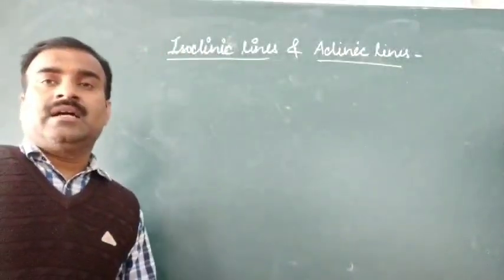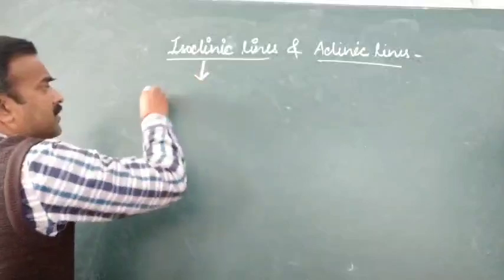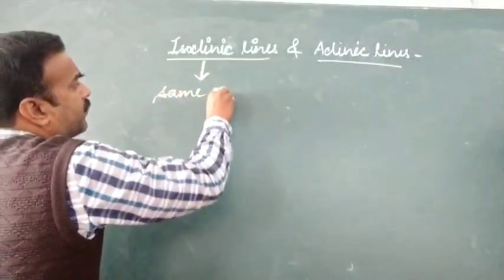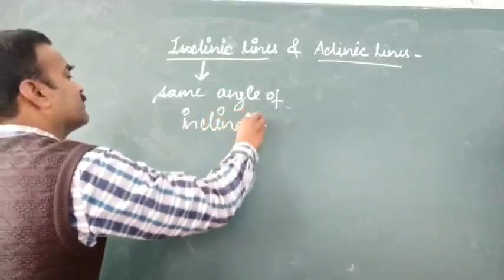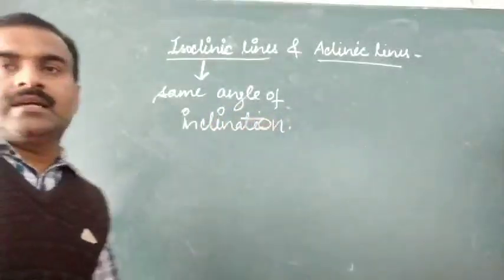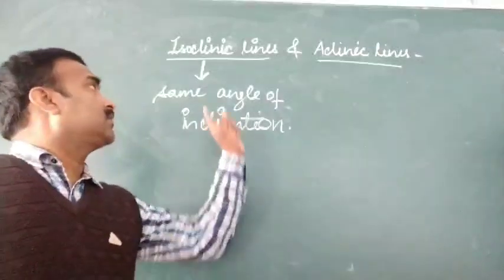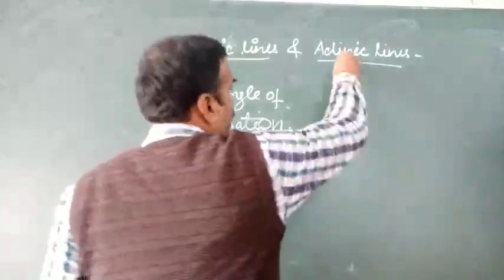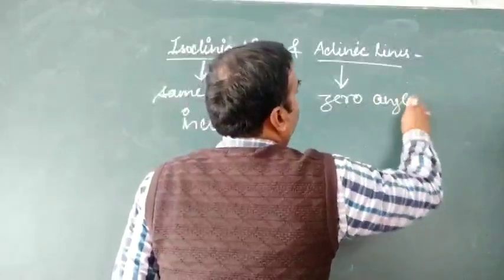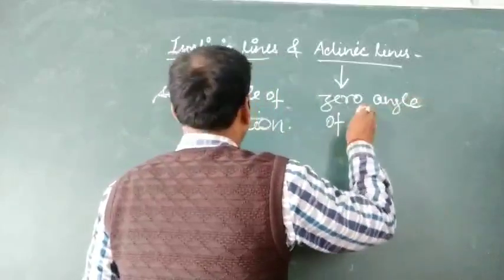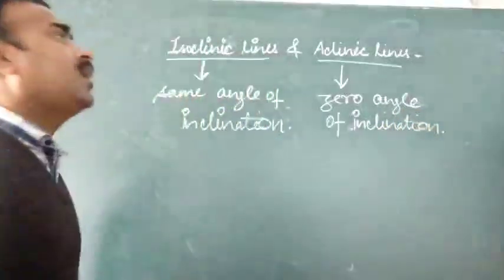Isoclinic lines are lines joining all the places on the globe having the same angle of inclination. A line joining all the places on the globe having the same angle of inclination is known as isoclinic lines, and a line joining all the places on the globe having zero angle of inclination is known as aclinic lines.